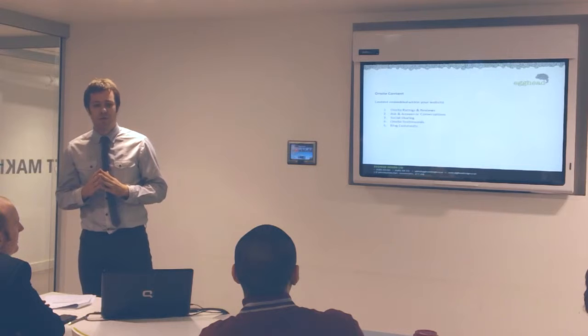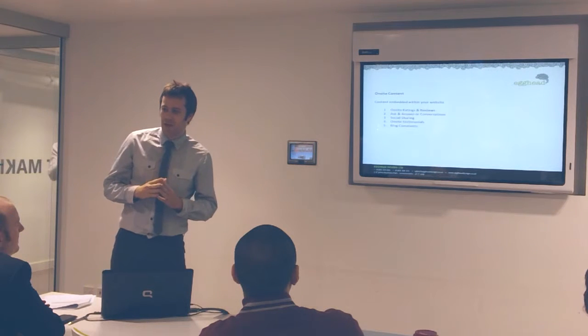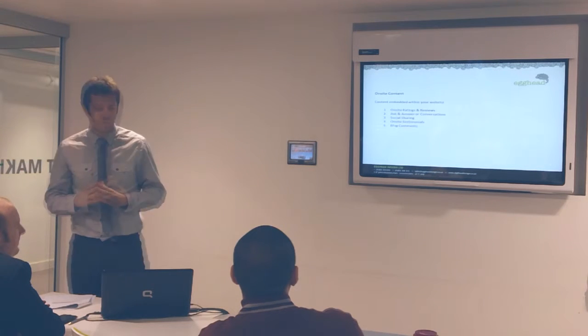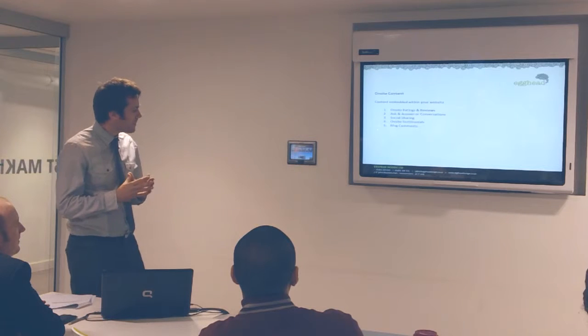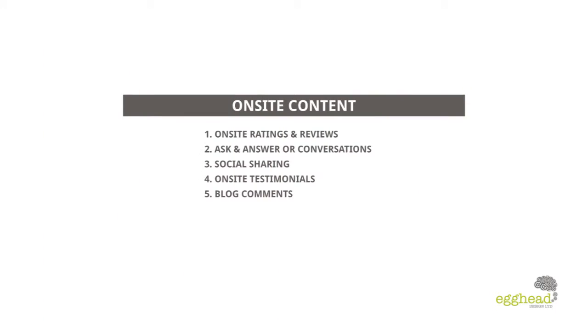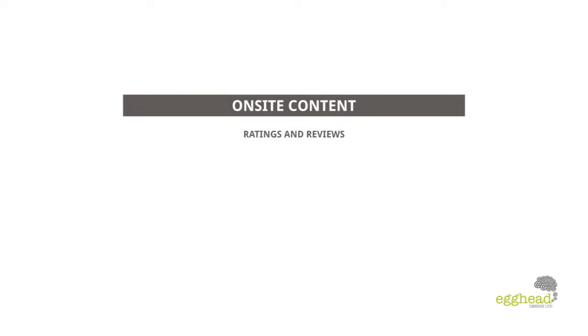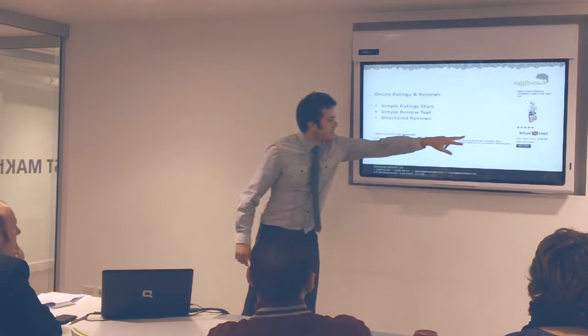So we talk first about on-site. This is content that's embedded within your own e-commerce or CMS site. We've got five types there. We've got on-site ratings and reviews, ask and answer or conversations, social sharing, which kind of ties in with what Gemma has already mentioned, on-site testimonials, and blogs and blog comments. All user contribution.